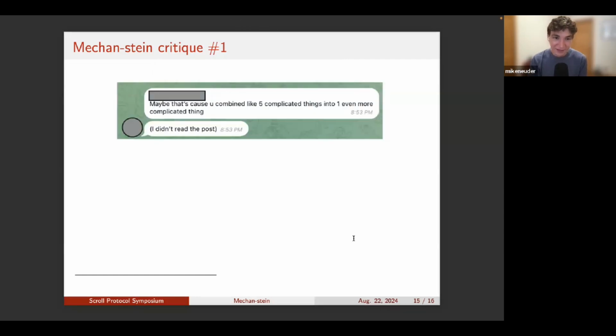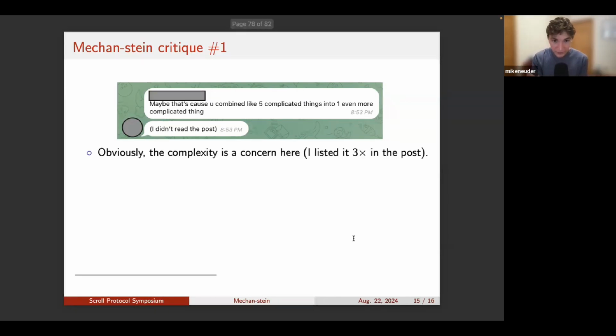And then this is a Telegram message from an anonymous friend. They said, maybe it's because you combined like 5 complicated things into one even more complicated thing. And then in parentheses, I didn't read the post. So I love this sentiment because I think it's a very common one: you see a giant post, you assume it's super messy, and you don't even bother reading the details. I think it's totally worth addressing complexity as a concern here. I listed it multiple times in the post, which this friend of mine would have seen if they read it.